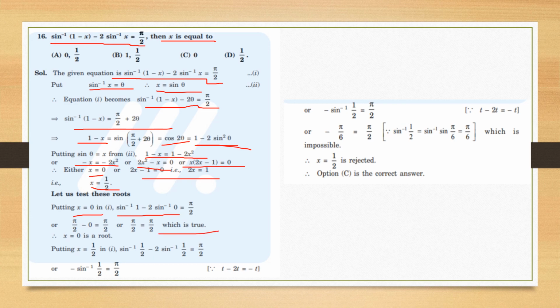Now I'll put x as half, the other root. So it is sine inverse half minus 2 sine inverse half is equal to pi by 2. Put half here, 1 minus half is half. So it becomes sine inverse half minus 2 sine inverse half, which is minus sine inverse half, equal to pi by 2. Minus sine inverse half means minus pi by 6, which is impossible as both sides are not equal. So that means the other root is rejected.